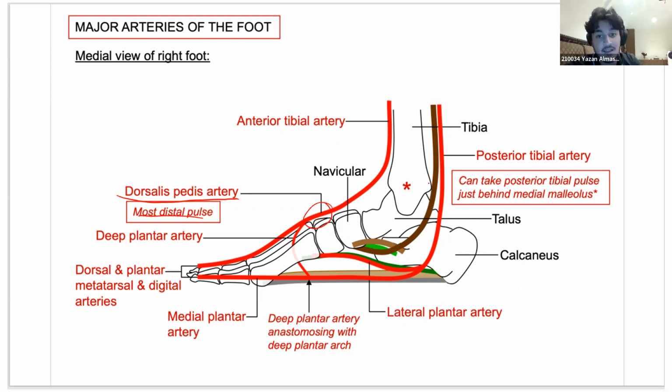And you have another pulse, which is the posterior tibial, which you can take posterior to the medial malleolus. So what's the medial malleolus? If you look down at your ankle, you will see a bony prominence. That is the medial malleolus. Behind this bony prominence, you're going to feel the posterior tibial pulse.